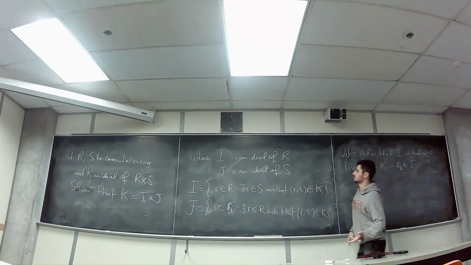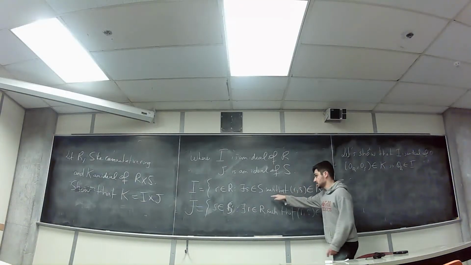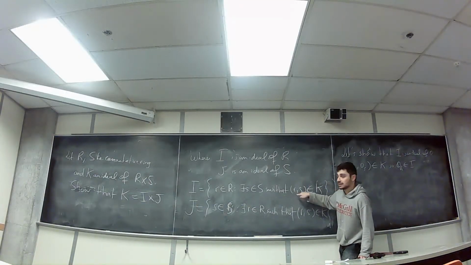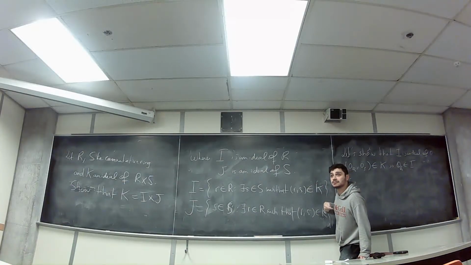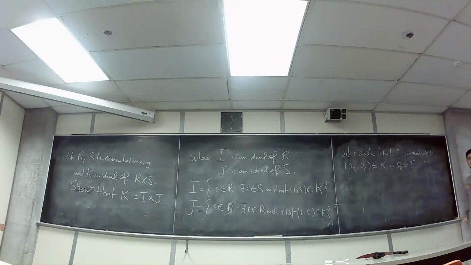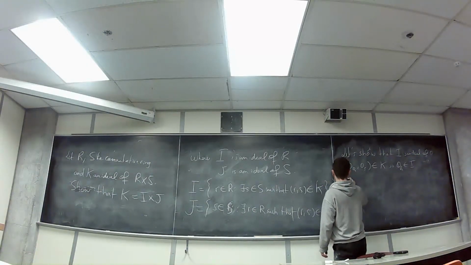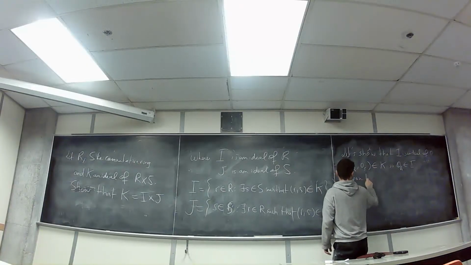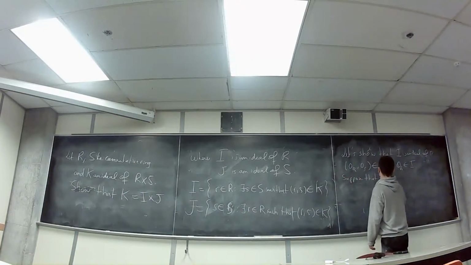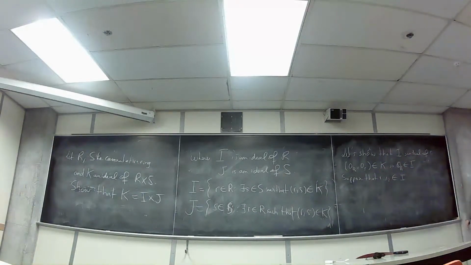So what is the question you ask yourself? Can I find an element s in S such that (0_R, s) belongs to K? And the answer is yes, because (0_R, 0_S) belongs to K. Is that clear? So 0_R belongs to I. Great. Now suppose that r1, r2 belong to I. We need to show that r1 plus r2 belongs to I.